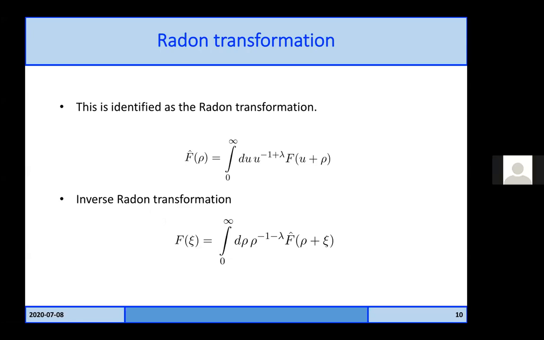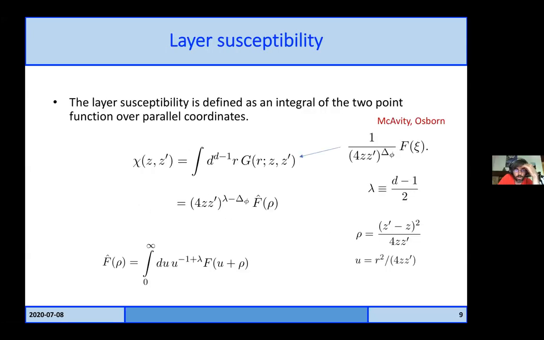Can I ask a question? Sure. Does this also depend on lambda, the f hat? Yes, this lambda is here. But is that a completely free parameter, or is it an integer that you choose? No, I just keep it as it is. I don't do anything with it. But lambda depends on d, right? You defined lambda in terms of d. Yes. I see. Sorry, thank you.